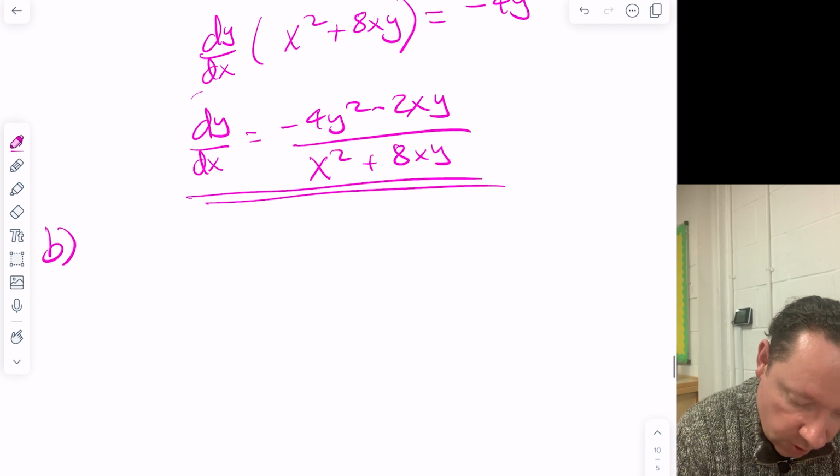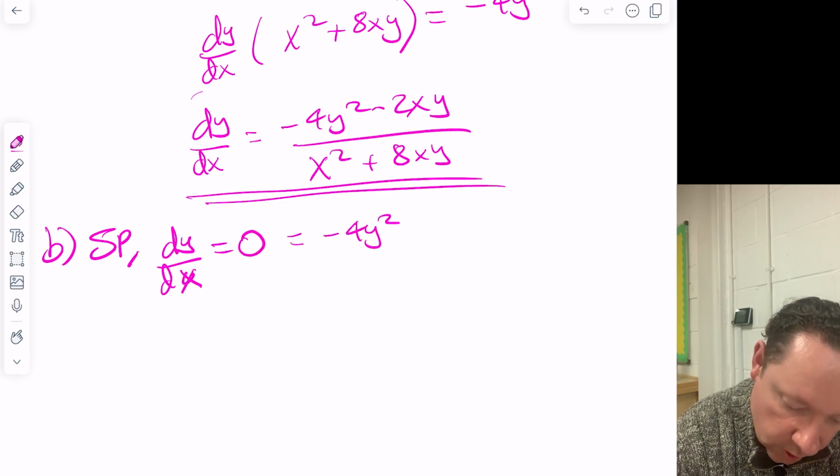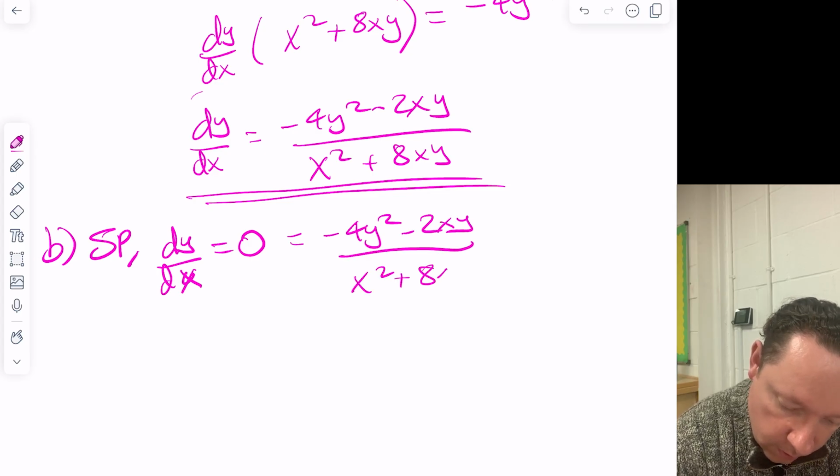So part B, stationary points. dy by dx equals 0. So if dy by dx equals 0, and that's our expression, then that times that is 0, so the top is just 0. So 4 minus 4y squared minus 2xy is 0.